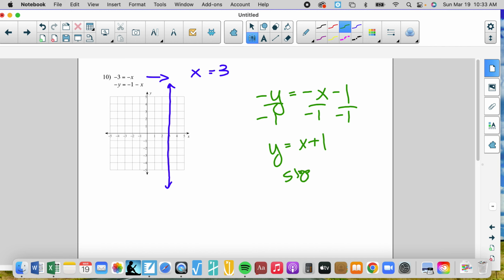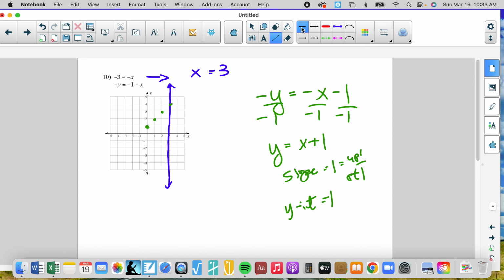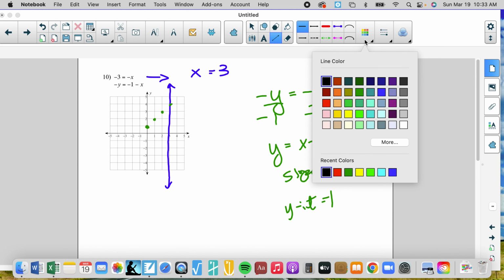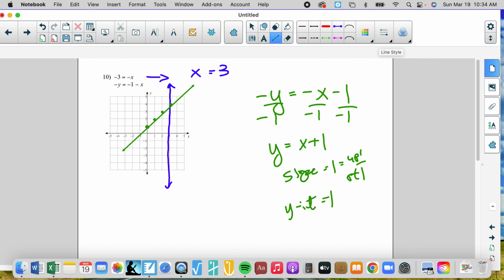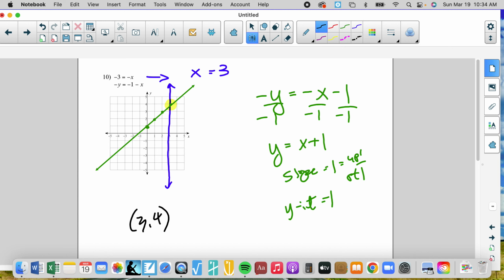So my slope equals 1, which is up 1, right 1. My y-intercept is also 1. My y-intercept, up 1, right 1, up 1, right 1, up 1, right 1, and I eventually got to my intersecting point. That's pretty good. I think my solution is going to be right here, and that point is considered 3, 4.